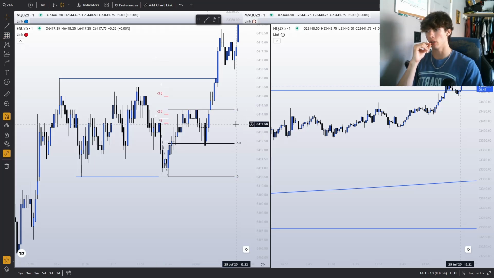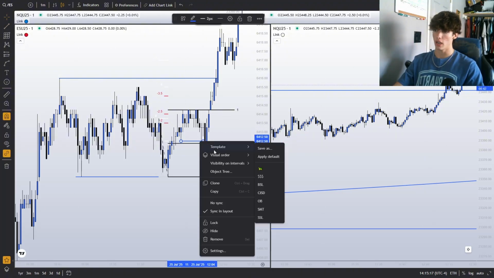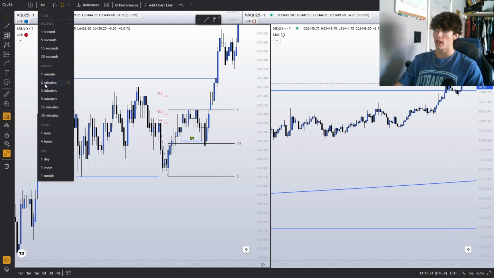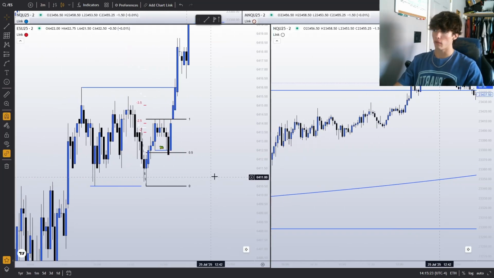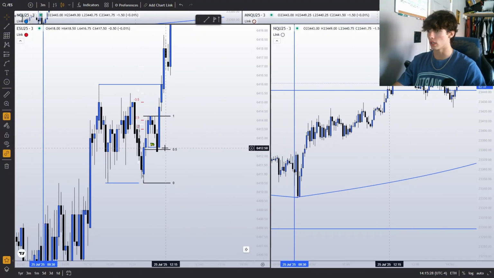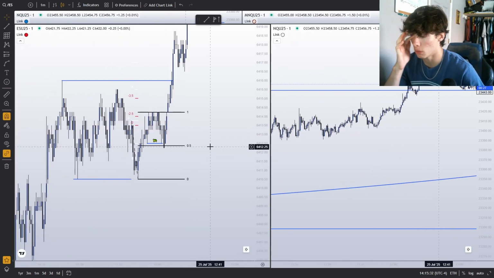taps equilibrium beautifully. My entry here would have either been on equilibrium or on the turtle soup of this little low right here. If you can find a confluence that's overlapping with equilibrium, that is a really good point to be. So maybe look for a 3-minute value gap or something along those lines, maybe you took the trade on that volume imbalance, that still would have been the best spot for you, but it's somewhere right about here.